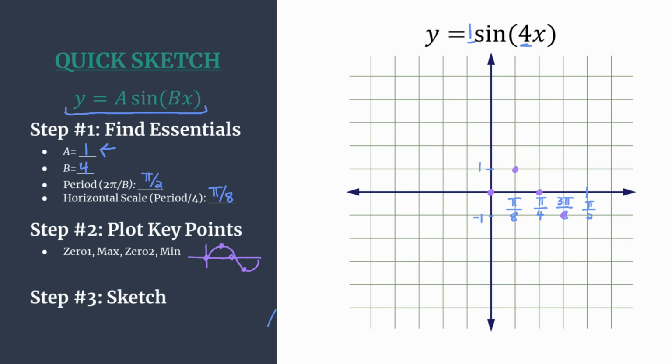So we've got our key points. We're ready to sketch one cycle. And don't forget, this is a trig graph, so it's cyclic or repeats. So you can repeat this pattern in both directions to get as many cycles of the graph as you need. So this is y equals sine 4x.